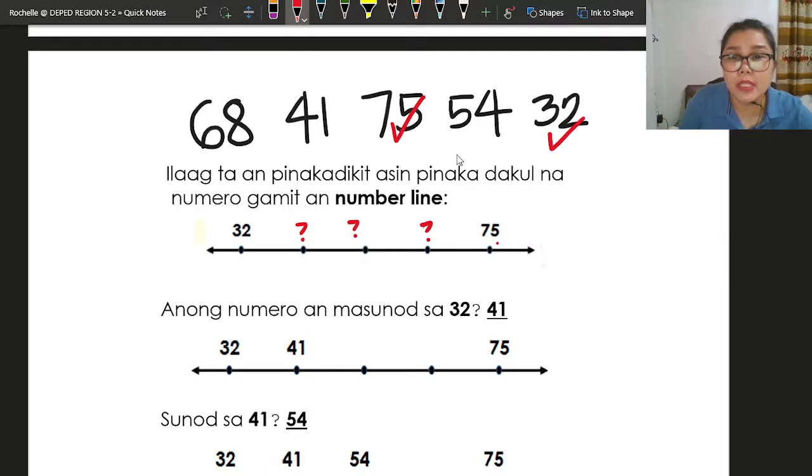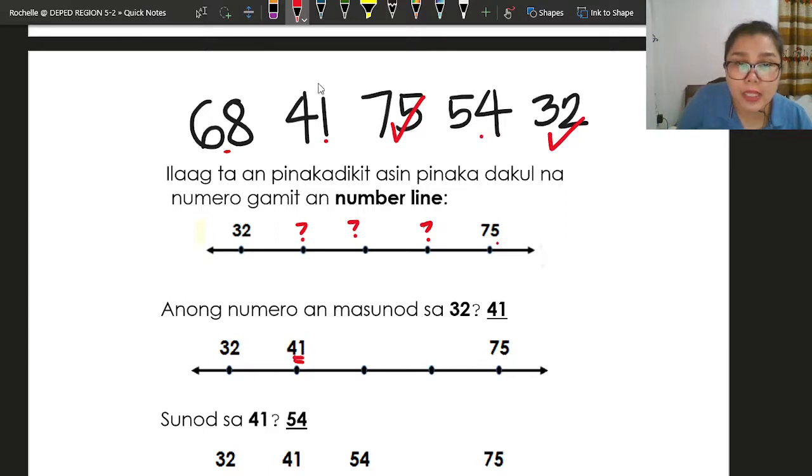So, meron na tayong natitirang 68, 41, 54. So, anong numero ang masunod sa 32? Bakit 41? Oh, try to count. 32. Ano ba ang mababanggit dito sa tatlo? 68, 41, o 54? Anong sunod na mababanggit? If I'm going to count up, so 32, 33, 34, 35, 36, 37, 38, 39, 40, 41. Okay. So that's why we have 41 ang sunod.